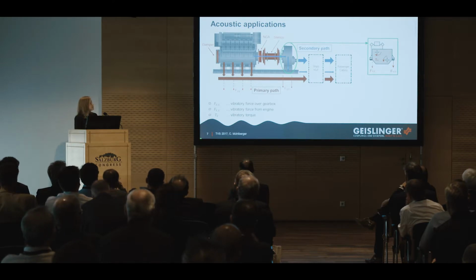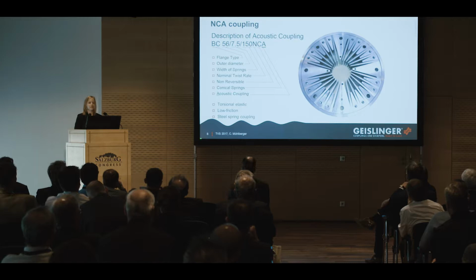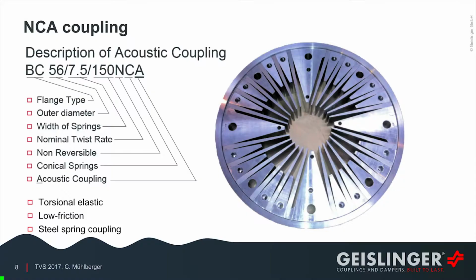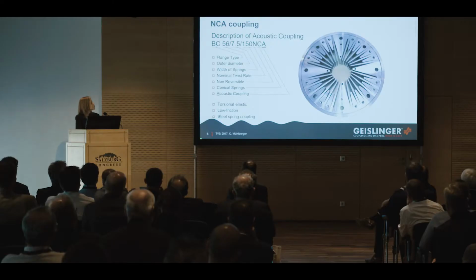So Geislinger had a solution to this problem and invented the so-called NCA coupling, which is a rather soft, torsionally elastic steel spring coupling with very low friction. The description of this coupling is very similar to the Geislinger description. At first we have the flange connection type, the outer diameter, the width of the springs, the nominal twist rate. And then the last part, this NCA here, tells us that the coupling is non-reversible, has conical springs, and is especially designed for acoustic applications.